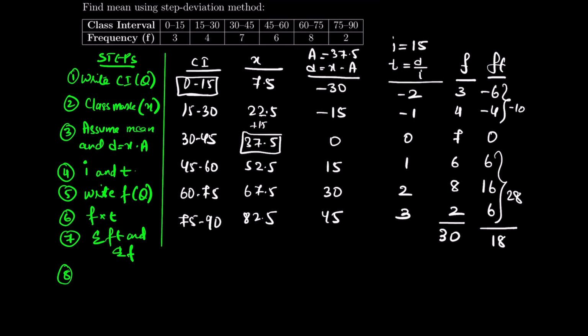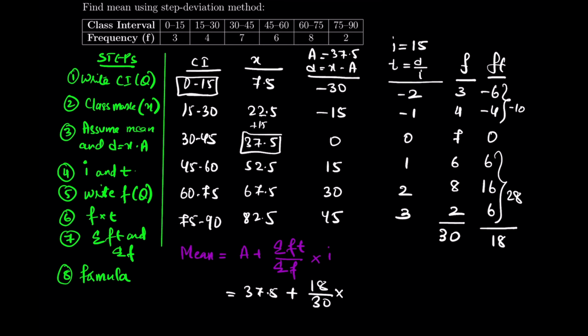Now the last step is to use the formula for step deviation and find the mean. So the formula is mean is equal to a plus summation of f into t by summation of f, into i. a is 37.5 plus sigma ft is 18, divided by sum of f is 30, into class interval 15.